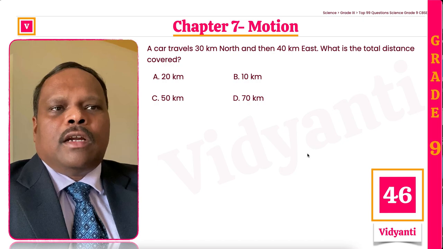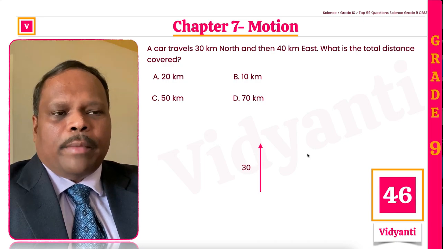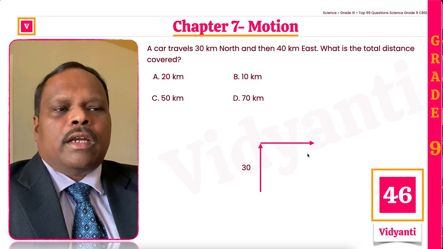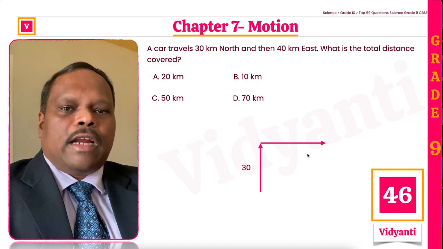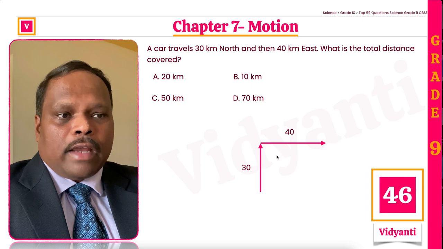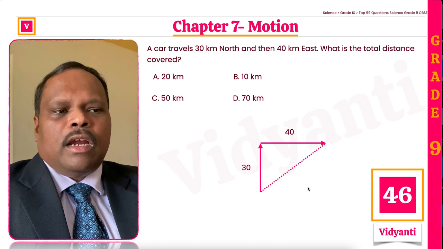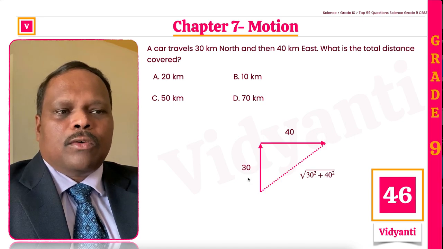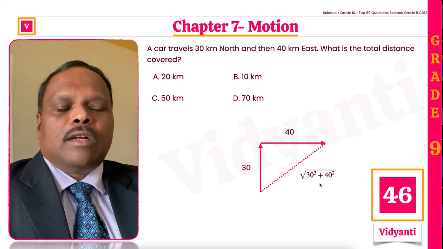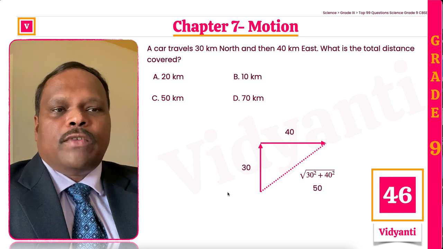A car travels 30 km north and then 40 km east. Let's draw a quick diagram. North will be an upward arrow according to the map. Let's say this is 30 kilometers, and then it goes towards east, which is turning right and going horizontally towards the right side. That is 40. These two are perpendicular to each other. The angle between these two travels is perfectly 90 degrees. We can use Pythagoras theorem to find the hypotenuse, which is the square root of the sum of the two squares. That would be 30 squared plus 40 squared added together and then taken square root. That will be 50 kilometers.